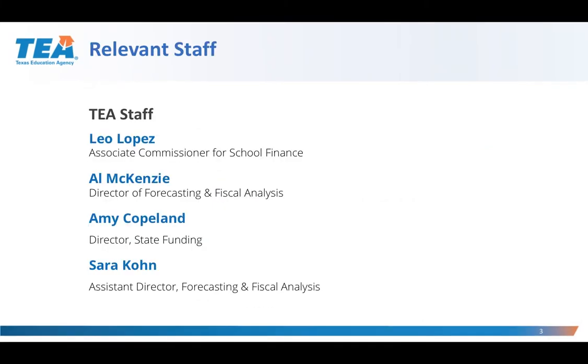These are the relevant TEA staff. You can call if you have concerns. Leo Lopez, Associate Commissioner for School Finance. Al McKenzie, Director of Forecasting Fiscal Analysis. Amy Copeland, Director of State Funding. And Sarah Kahn, Assistant Director of Forecasting and Fiscal Analysis.